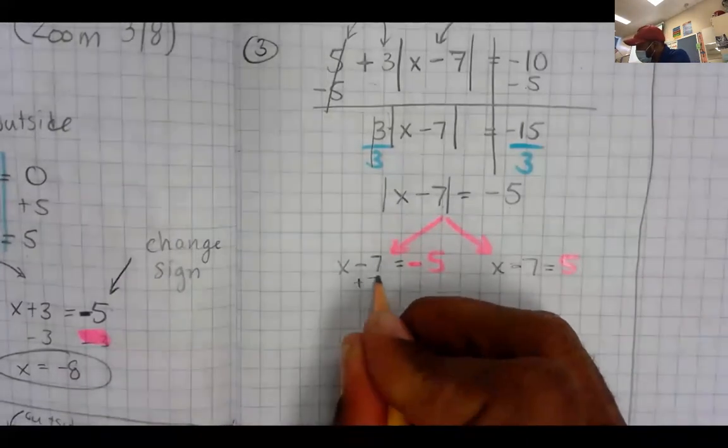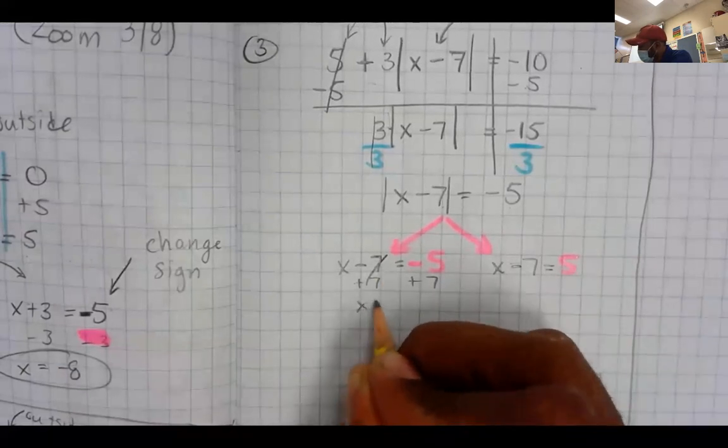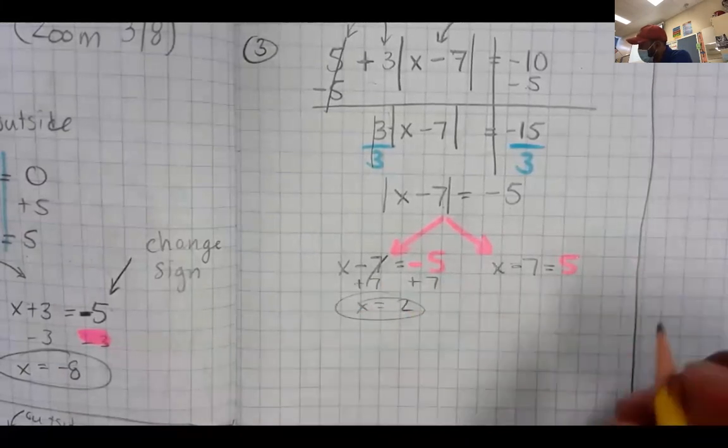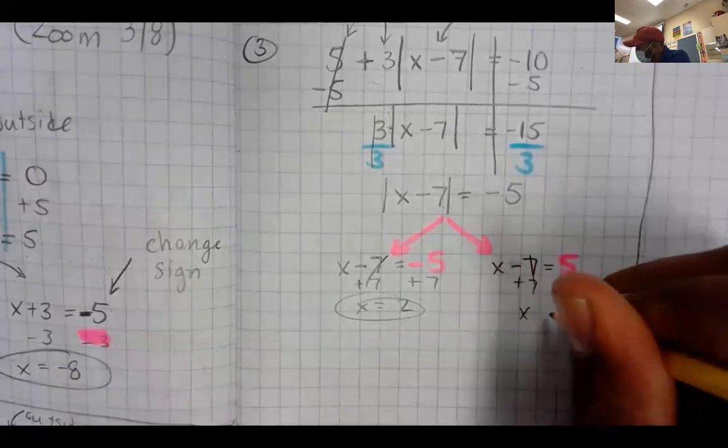All right, then I simply solve each equation. So now here, add the 7, x equals 2. And then here, add the 7, and x equals 12.